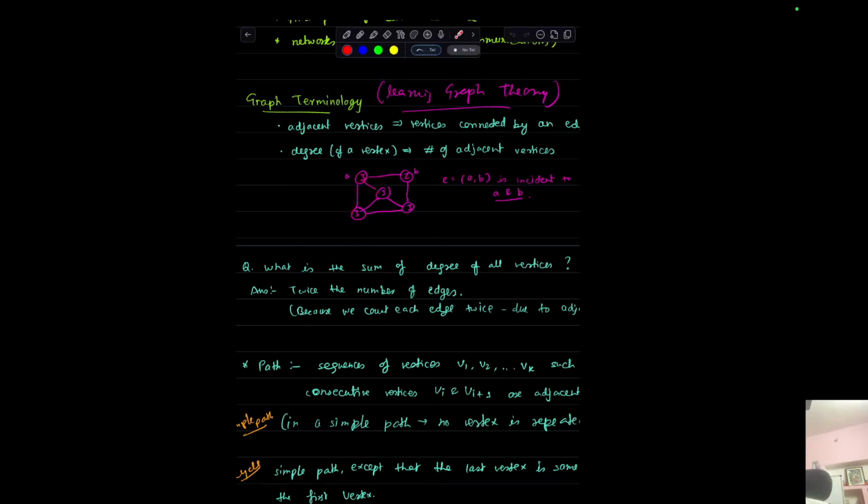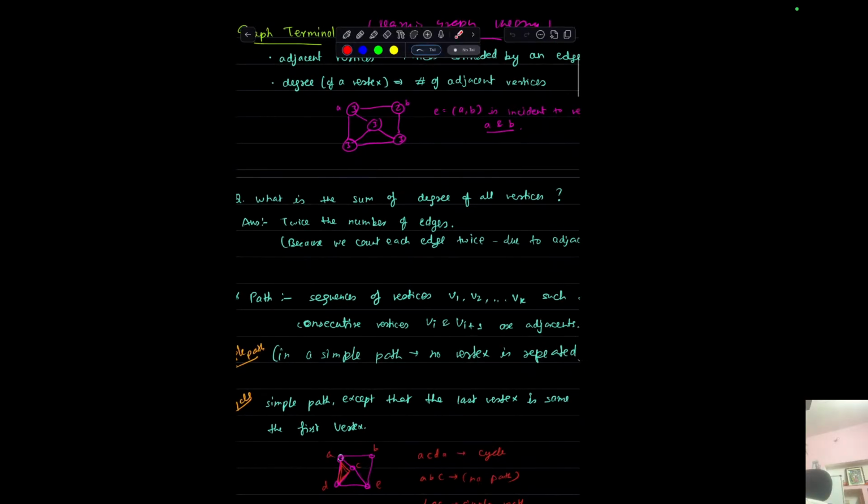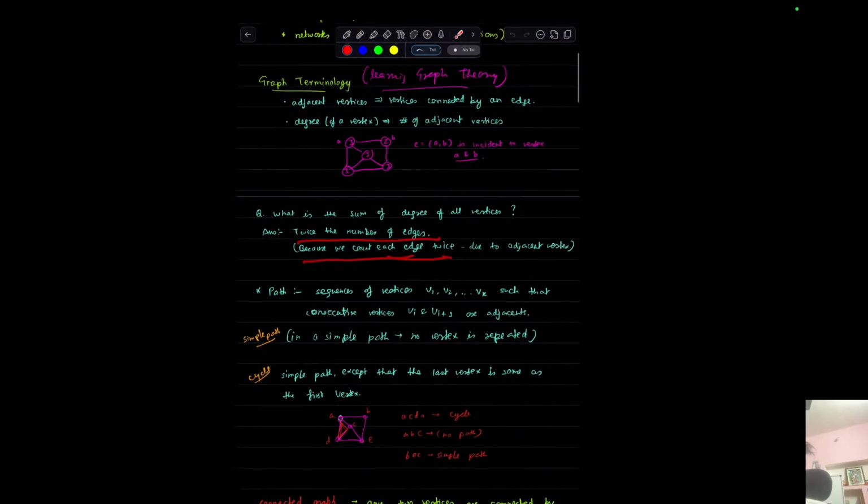I'm using the words vertex and vertices interchangeably here, so don't mind that. Now the answer is twice the number of edges, because we count each edge twice due to the adjacent vertices. I'm not sure what the use of this is, but I have written it. Again, that's a good thing to know.